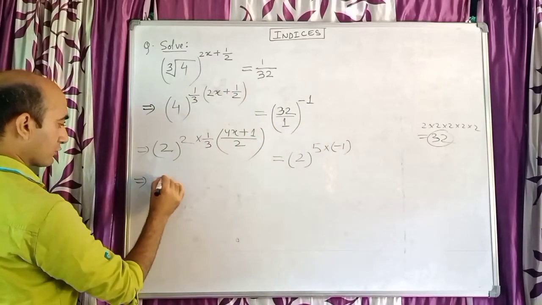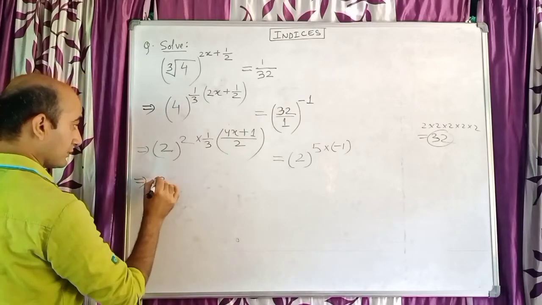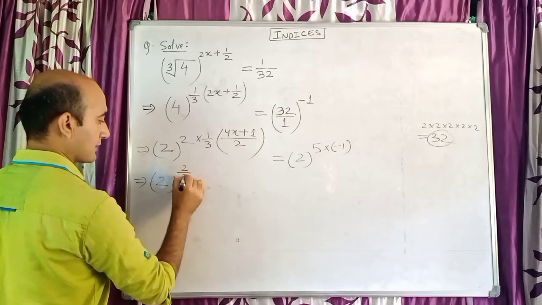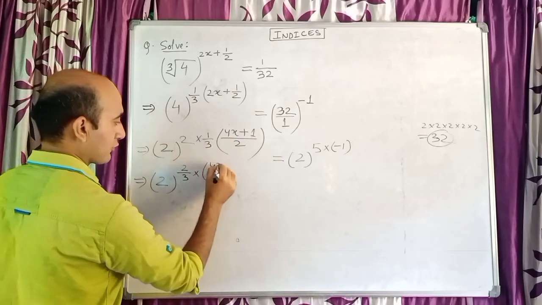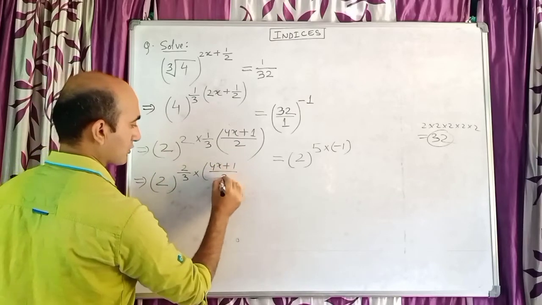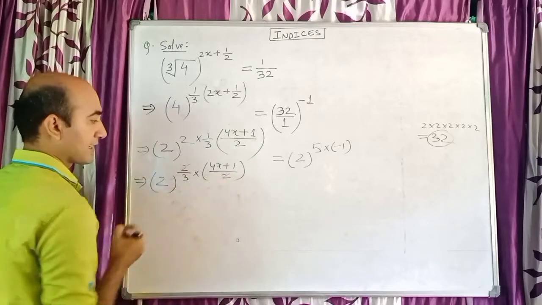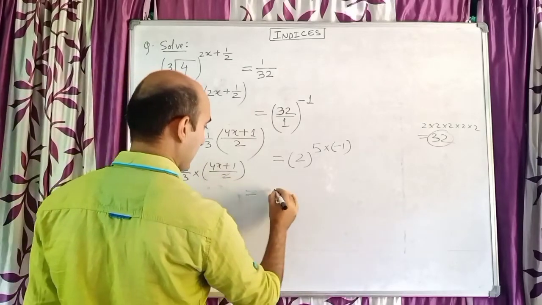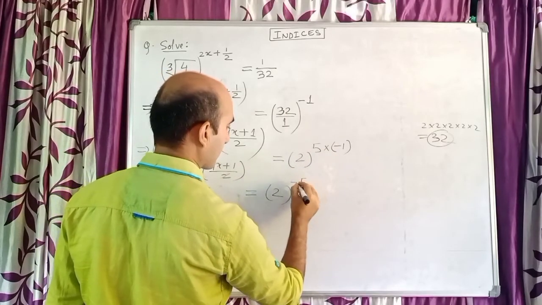Now here, what you can do, you can write 2 ones are 2. That means 2 by 3. 2 by 3 into, you can write in the bracket, 4x plus 1 by 2. So finally what will happen, children? This 2 will cancel. It is in the power but they can simplify and cancel. And here you can write 2 power 5 ones are 5, but minus 5.